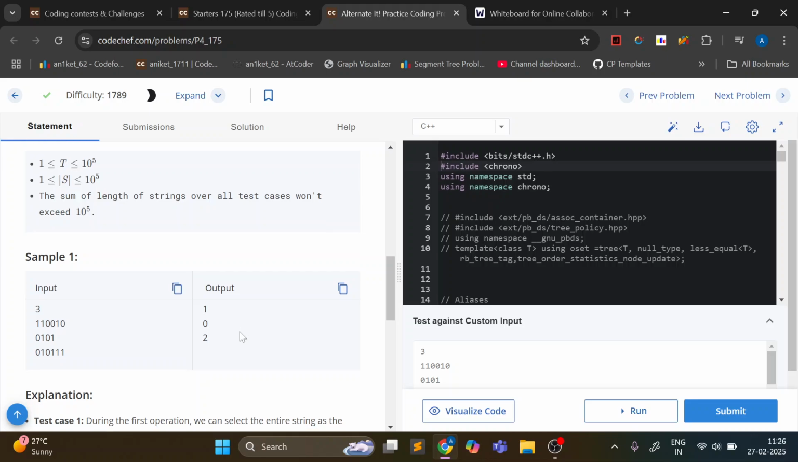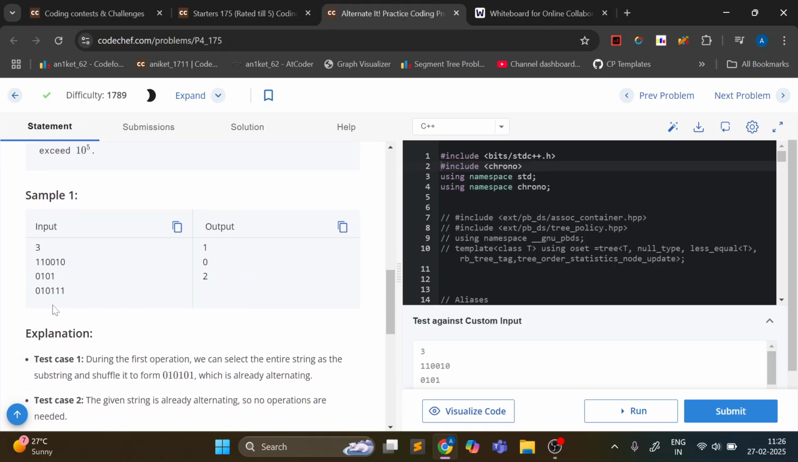An alternating string starting from 1 would be 1 0 1 0 1 0, like this. You can also start from 0, something like this. So these are alternating strings. So we are given a binary string and we need to find the minimum number of operations such that we can make the string alternating. So for example, in the first example it's 110010. Now this can be converted into an alternating string by performing one operation, that is, we can shuffle the whole string and rearrange it as 010101. Now this is alternating, so we required one operation.